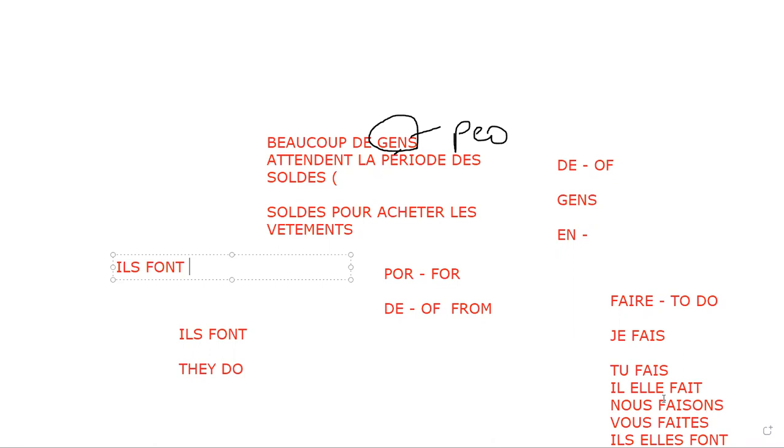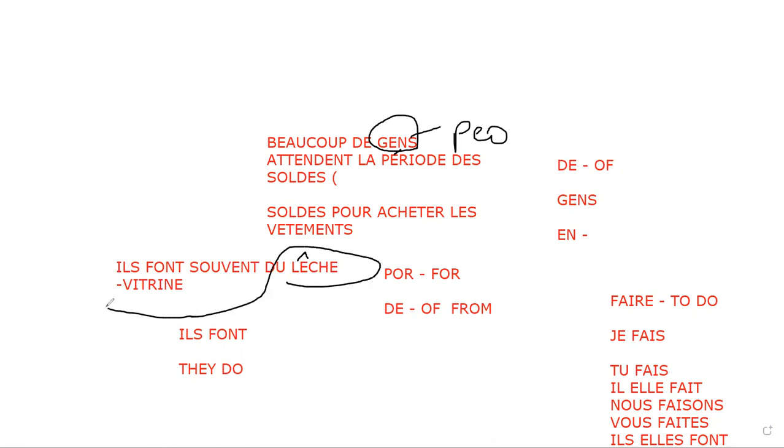Now we have ils font souvent. They do often. Du lèche vitrine. Repeat after me. Du lèche vitrine. Let me tell you what that is. See, you do window shopping. Yes, sir. Window shopping. Sir, just go and see the things and that's it. Yes. So that is what we call, they often do window shopping. Lèche vitrine. Say clair. Is it clear to you, my team?